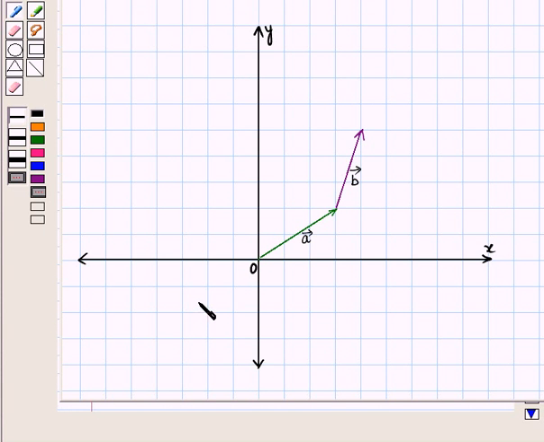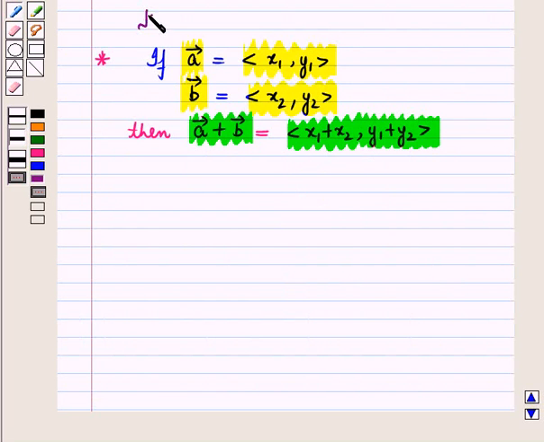And second result is, to represent the addition of two vectors A and B diagrammatically, we draw the two vectors one after the other, placing the initial point of the succeeding vector on the terminal point of the previous vector. Then we draw the resultant vector from the initial point of the first vector to the terminal point of the last vector. And this resultant is vector A plus vector B. So these results will work out as a key idea for solving the given question.